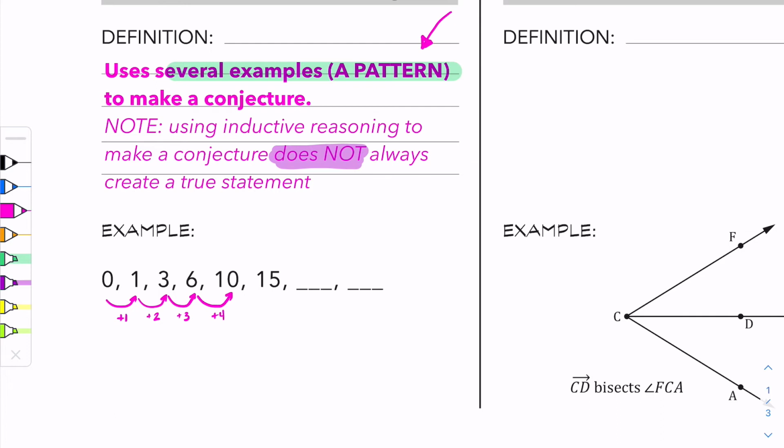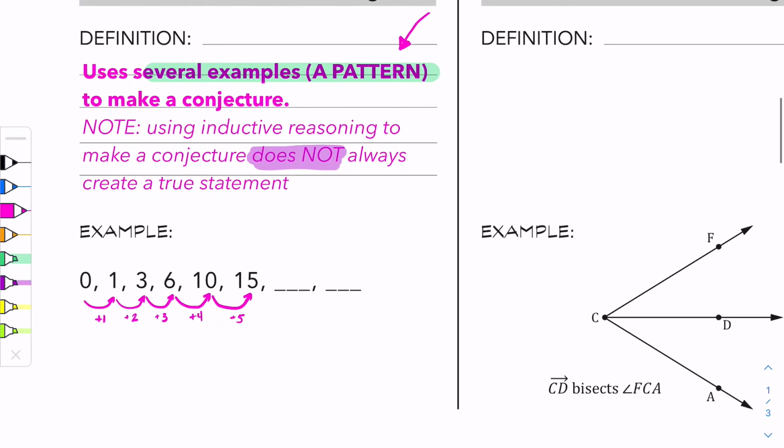Add 4: 6 plus 4 is 10. Add 5: 10 plus 5 is 15. So based on this pattern, we can assume, we don't know for sure, that the next number is going to be 15 plus 6, which is 21. And then we're going to assume that we're adding 7. When we add 7 to 21, the next number would be 28.